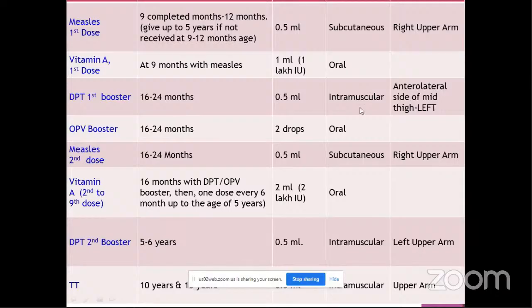Measles is a subcutaneous vaccine, DPT again is an IM injection at the anterolateral aspect of the mid-thigh, and then OPV is an oral dose. The second dose of vitamin A is to be given at around 16 months along with these. This will be 2 ml, that is 2 lakh international unit, oral. Next, the second DPT booster will be around 5 to 6 years, which is again an IM injection, and from 10 years onwards, it will be a TT injection, which is again an IM injection.